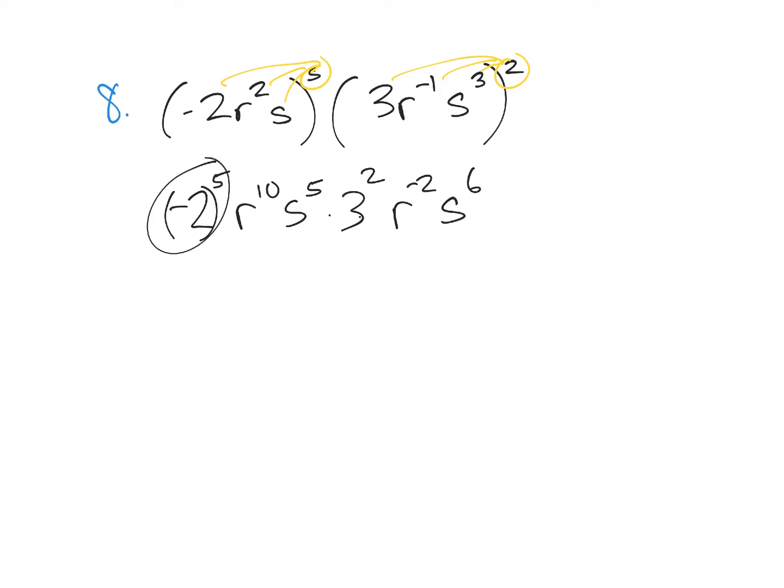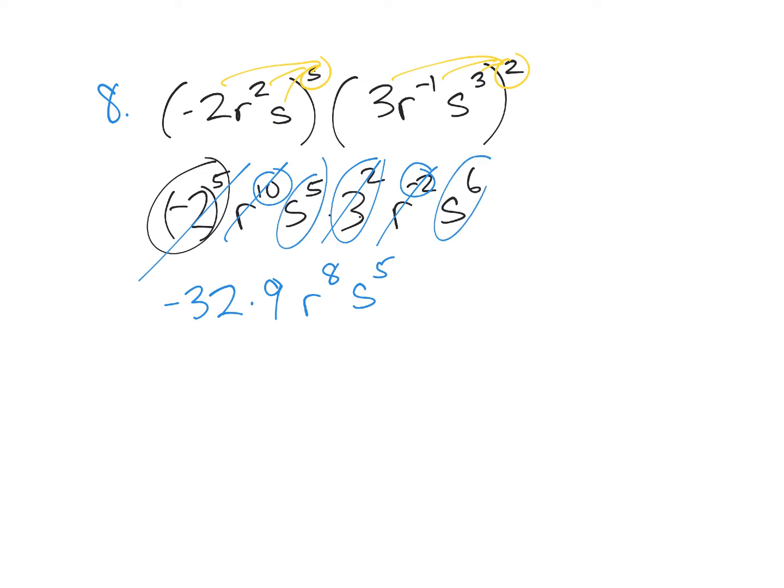So -2 to the 5th is -32. 3 squared is 9. So we're going to have to figure those out. We have r to the 10th and r to the -2. You add those together, you get r to the 8th. And s to the 5th and s to the 6th gives you s to the 11th.